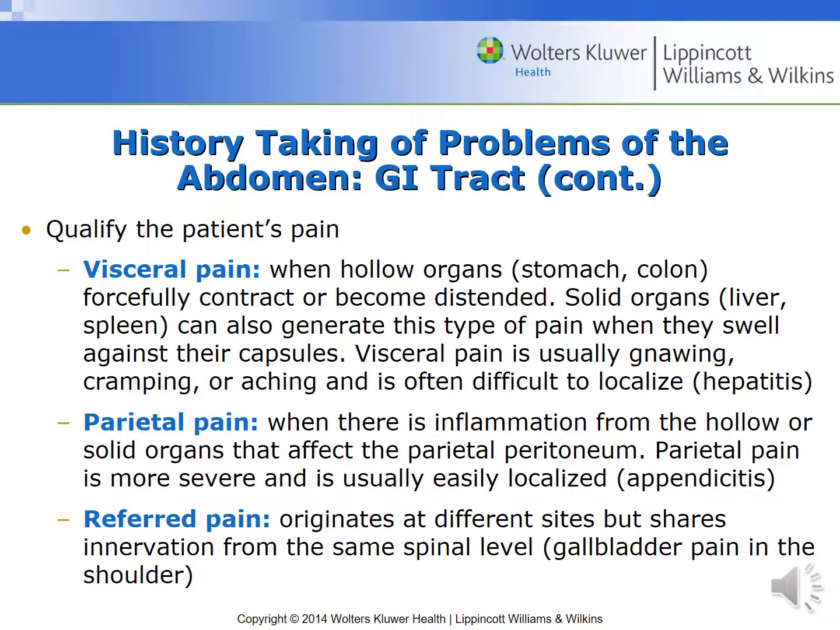When you're looking at, say, the right upper quadrant, that might result from a liver distension against its capsule in a patient that has alcoholic hepatitis.